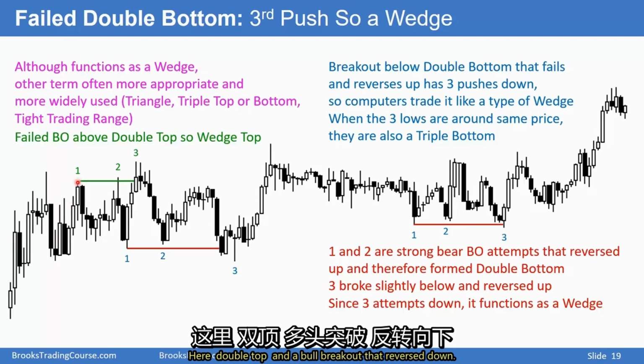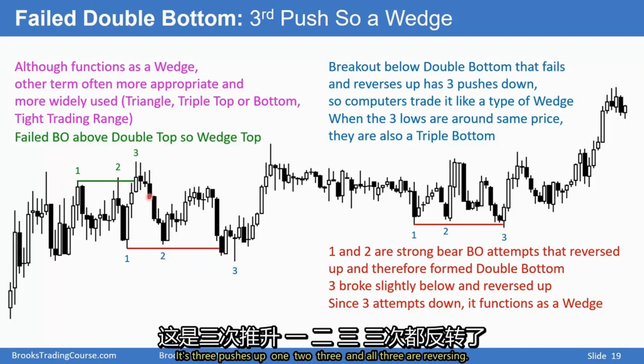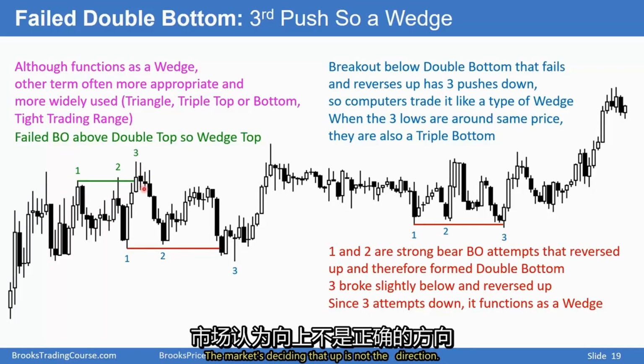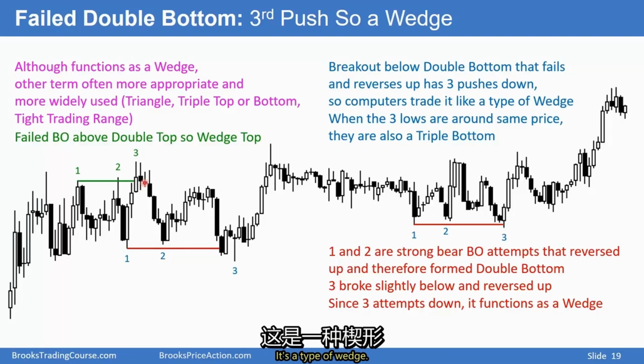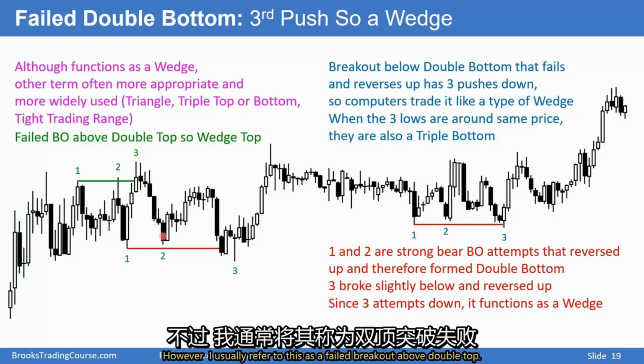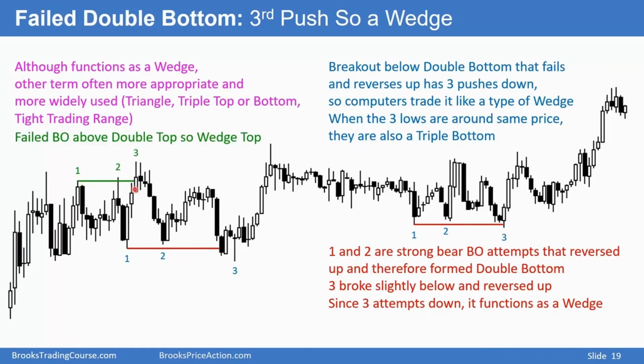Here, double top, and a bull breakout that reversed down. It's 3 pushes up, 1, 2, 3, and all 3 are reversing. The market's deciding that up is not the right direction. It has to probe lower. It's a type of wedge. However, I usually refer to this as a failed breakout above a double top.